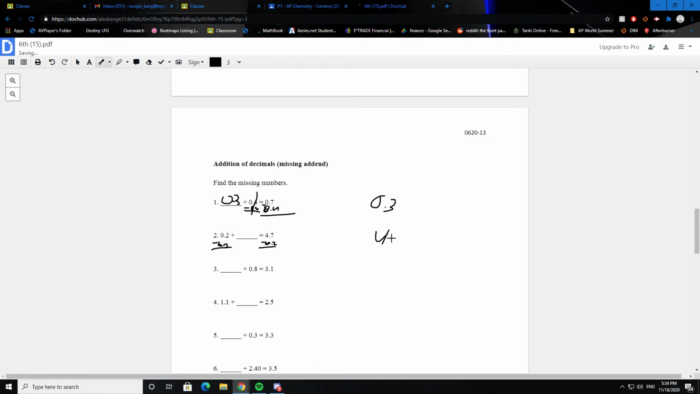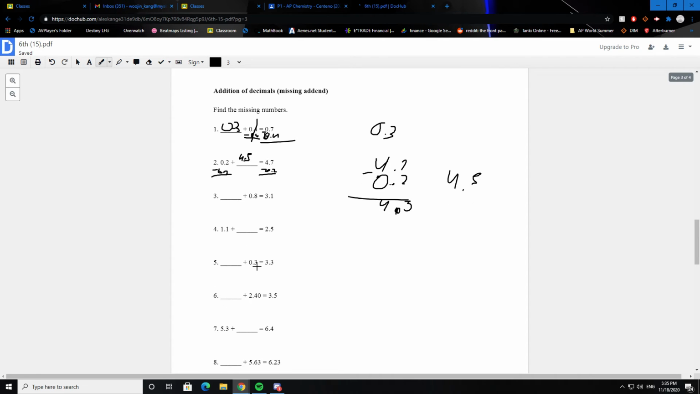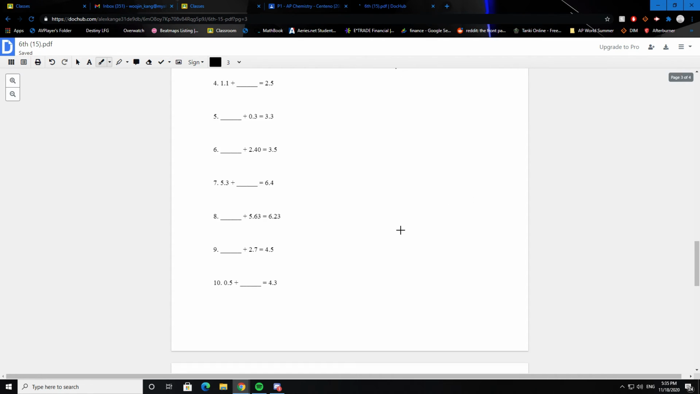So 4.7 minus 0.2, match the decimals. When you're subtracting or adding, you can just bring it straight down. And 7 minus 2 is 5. 4 minus 0 is 4, so 4.5 is your answer. And very easy. You don't have to overthink it. Just match the place values and you guys should be completely fine.